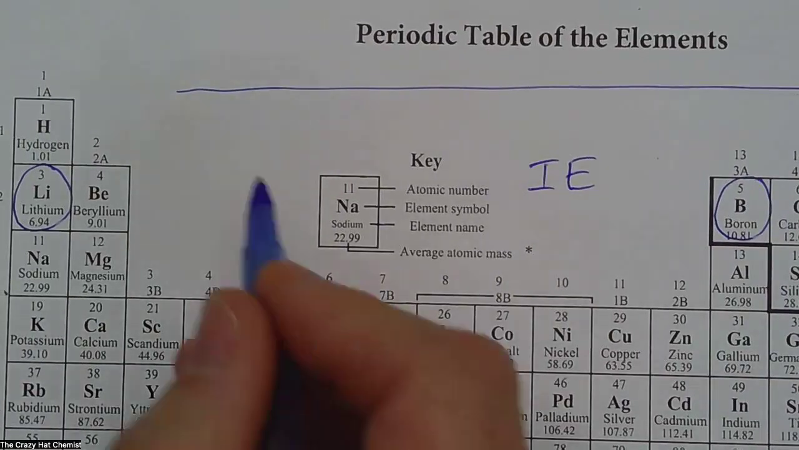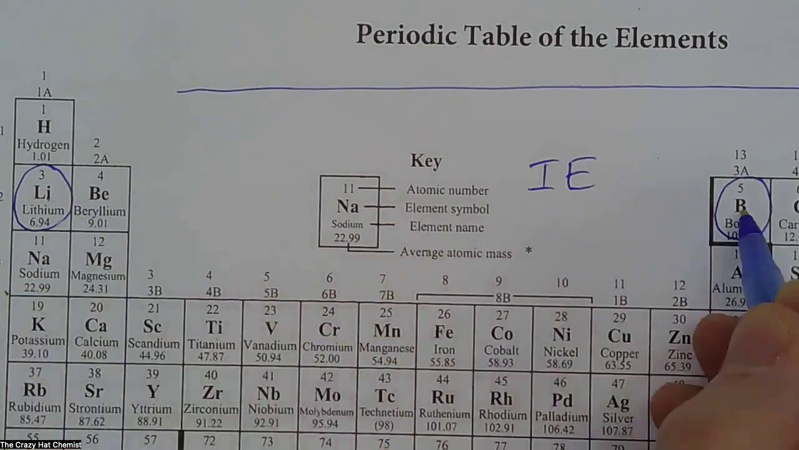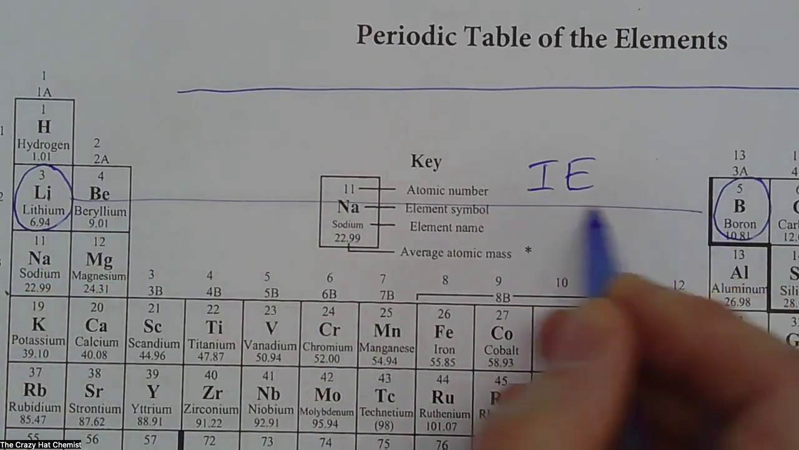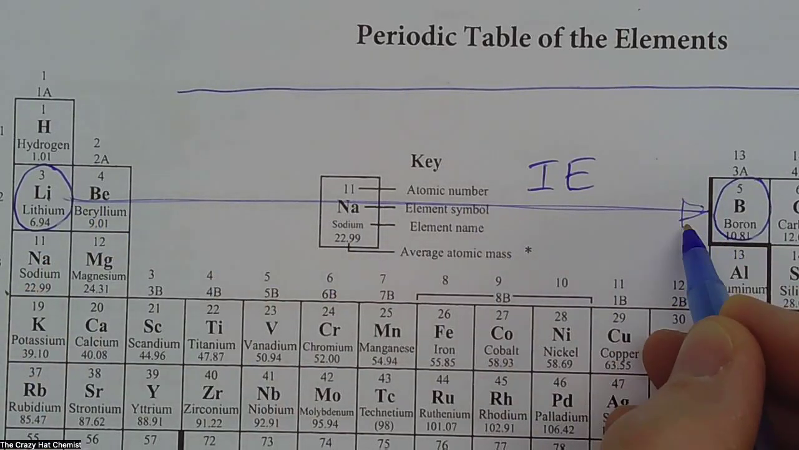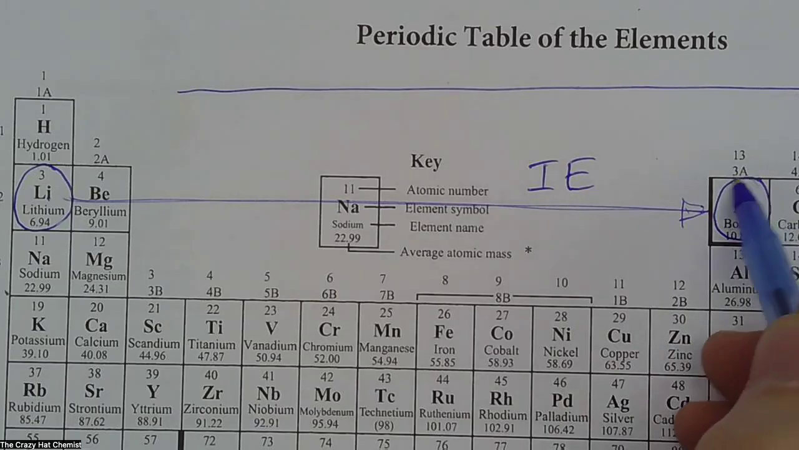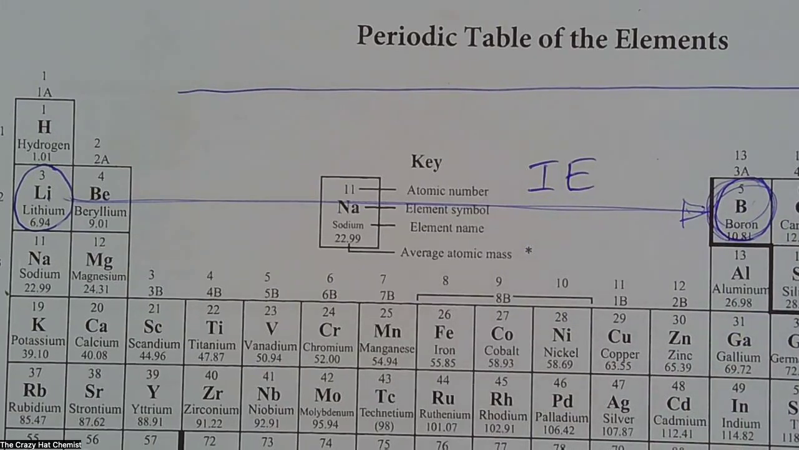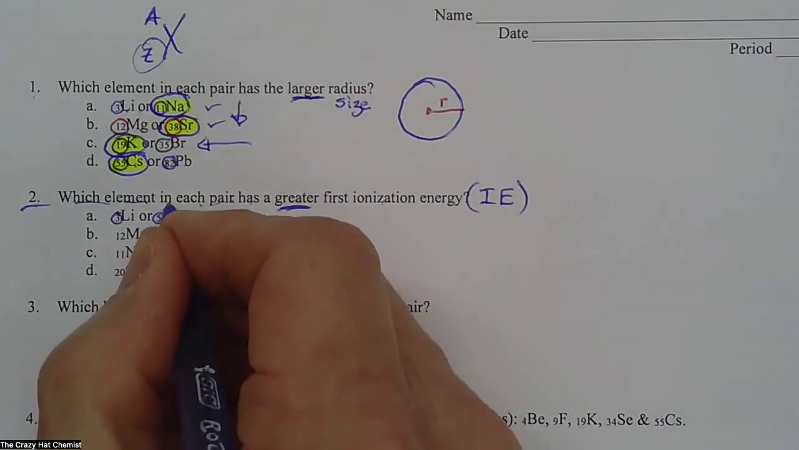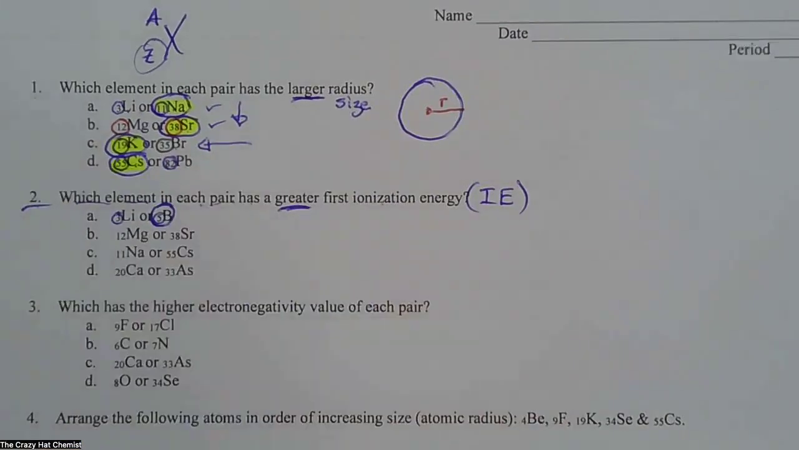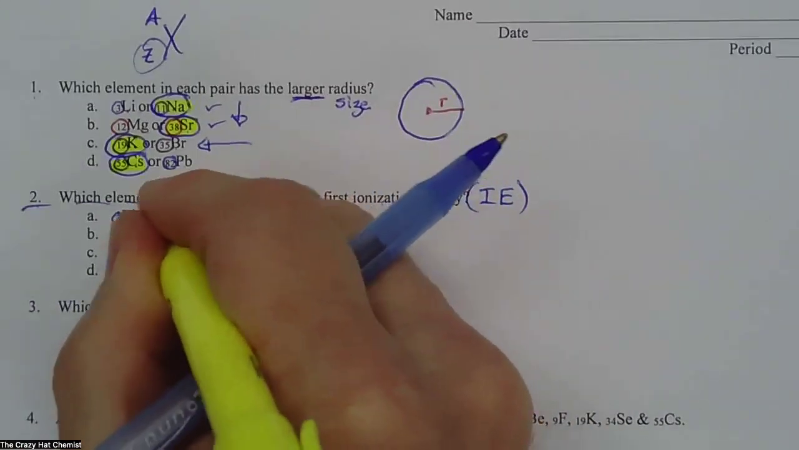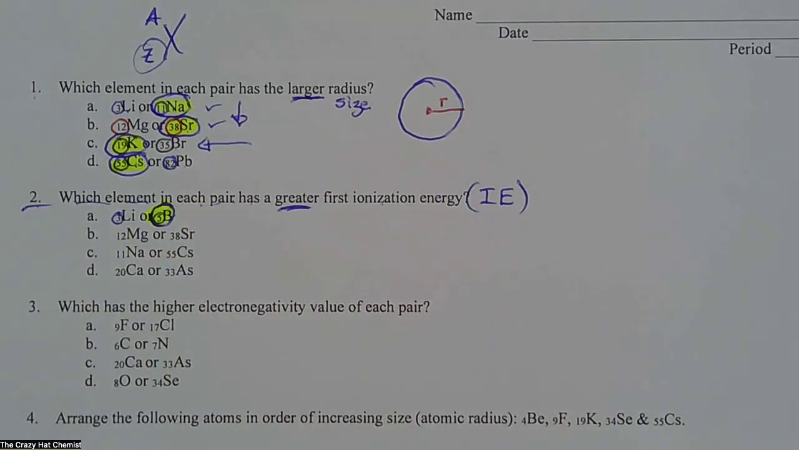So again, lithium and boron are within the same period on the periodic table. So as you move to the right, it increases. So therefore, boron would have the larger ionization energy. Let's circle that. Boron has the larger ionization energy compared to lithium, since boron is further to the right within the same period. Let's go for the next one.